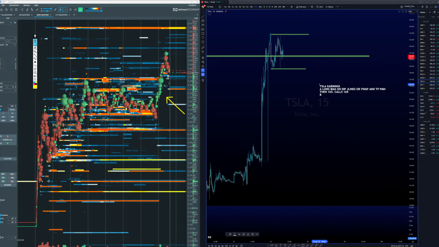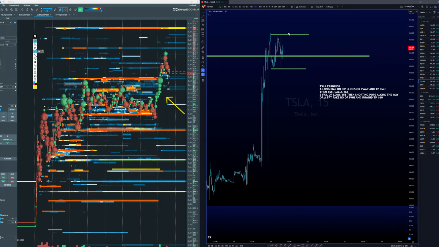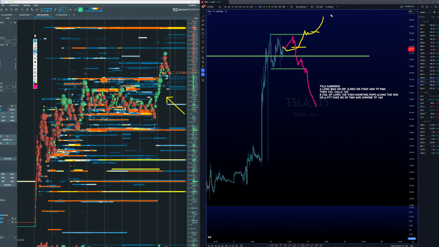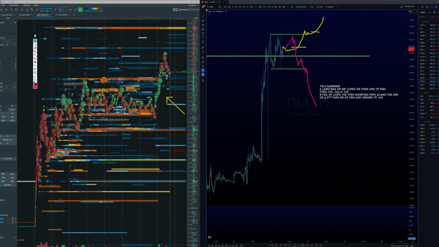The B plan is fail off lows. Okay, so the support over here you see 158, then shorting pops along the way, or a FFT fake breakout of pre-market high and unwind. In this case, I'm looking for puts 160. So essentially, I'm looking for this, and I'm going to long over here and more over here. Otherwise, the next one I'm going to look for this, and I'm looking to short here, here, and here. Okay, so we have a plan A, which is bullish, and a plan B, which is bearish.